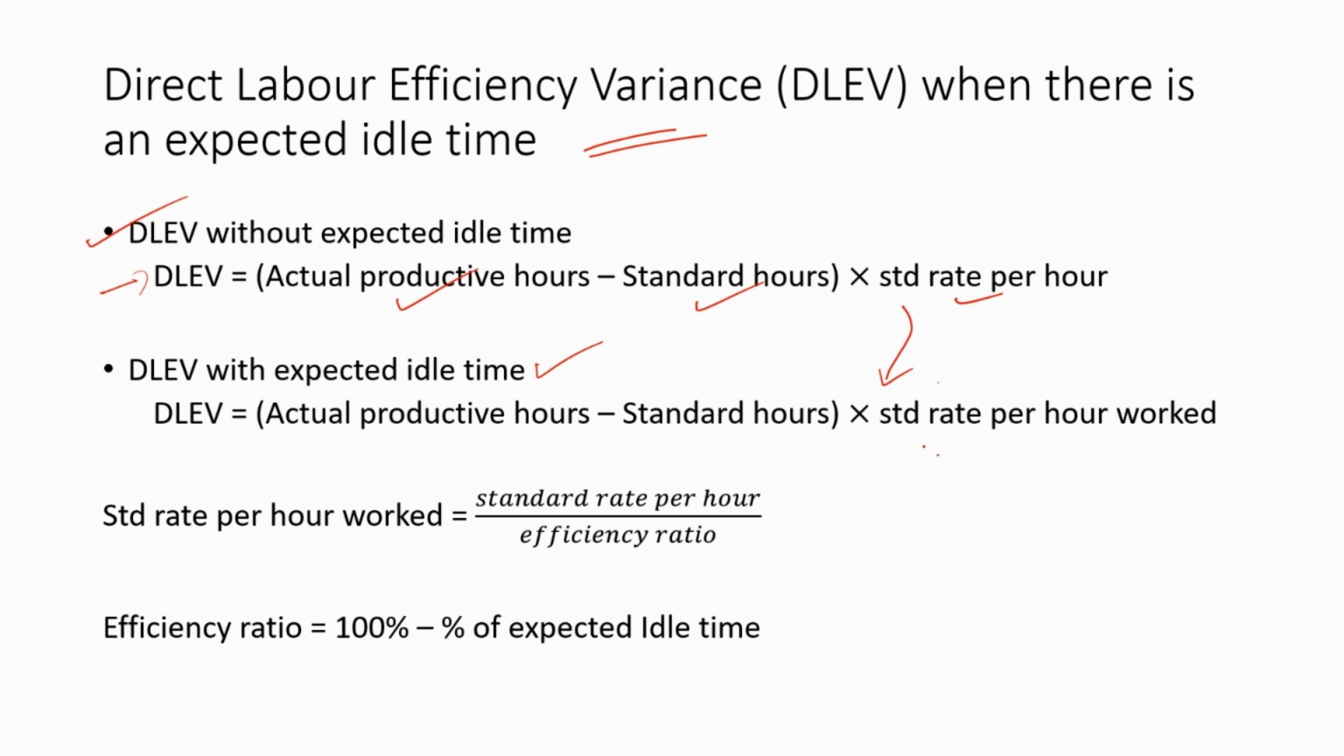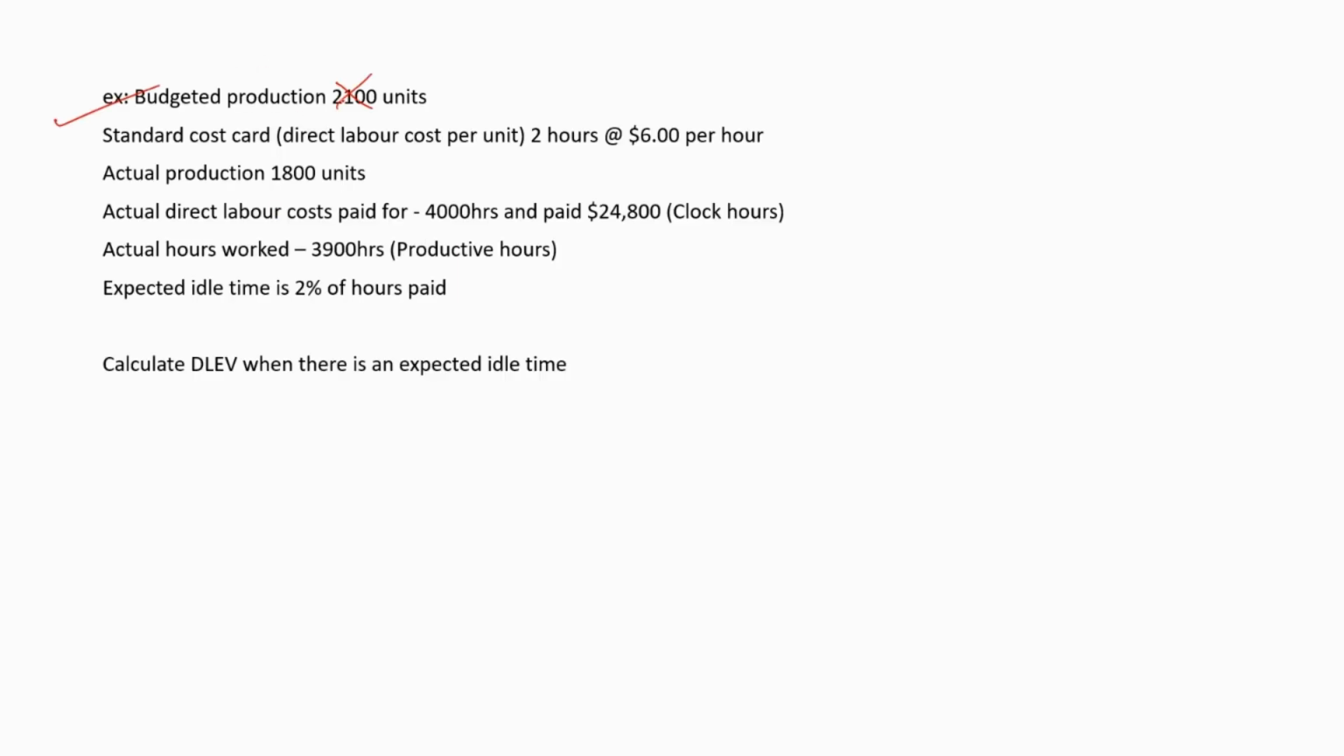Now we know how to calculate the standard rate per hour worked because under expected idle time variance, we calculated this figure. So when there is an expected idle time, direct labor efficiency variance is equal to actual productive hours minus standard hours multiplied by the standard rate per hour worked. Standard rate per hour worked is equal to the standard rate per hour divided by the efficiency ratio. Efficiency ratio is equal to 100% minus the percentage of expected idle time. Now let's do this example. We do not consider the budgeted production units.